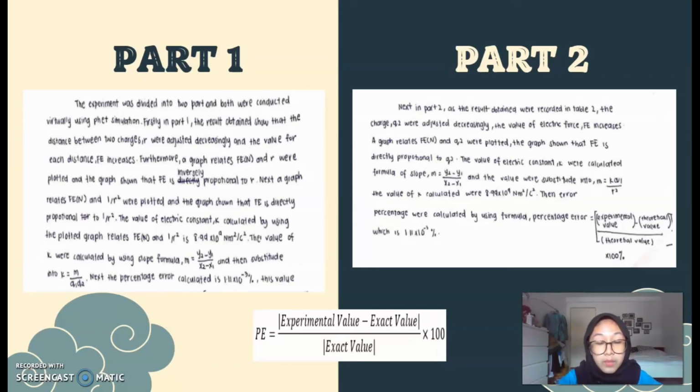For both parts, to calculate the percentage error, the formula PE, percentage error, is equal to experimental value minus exact value or theoretical value, divided by exact value, times 100 was used.